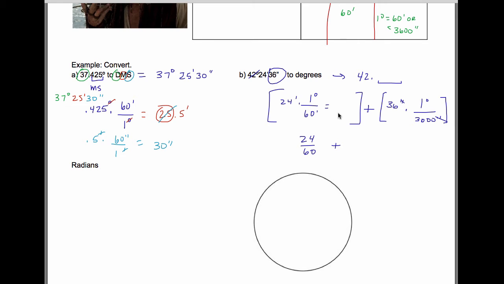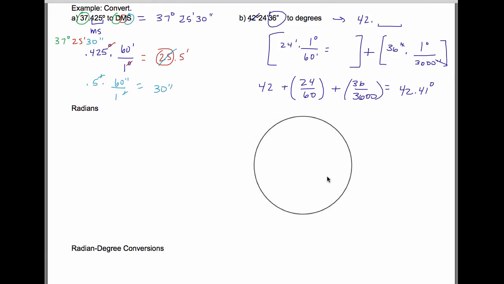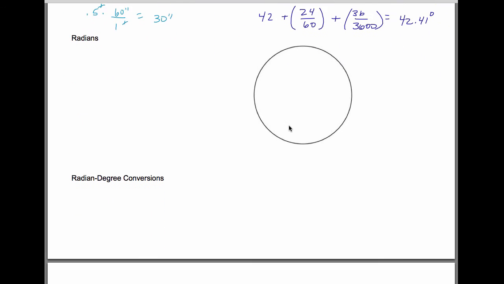So what goes into my answer? So I've got 42 plus 24 over 60 plus 36 over 3,600, and I'd have to put those in parentheses in my calculator to get it okay. And that's going to leave me with 42.41 degrees. So I converted each individual, the minutes and the seconds, into degrees. Okay, so that's how I convert. That's one way to measure angles.